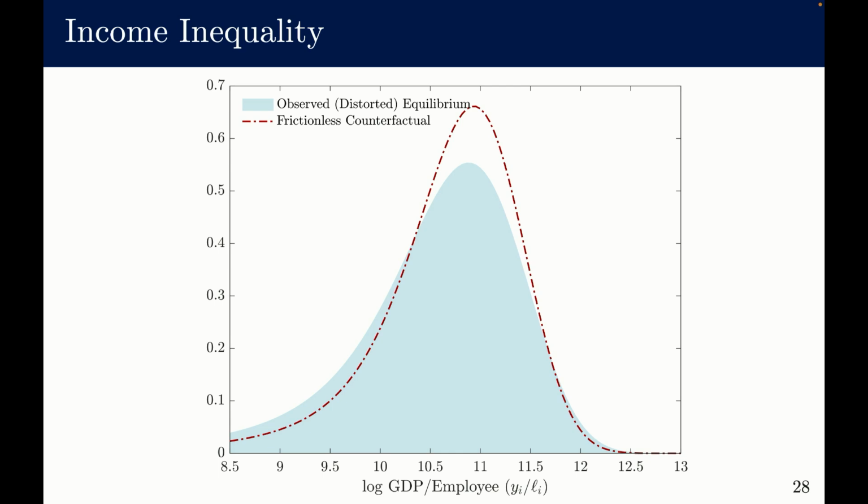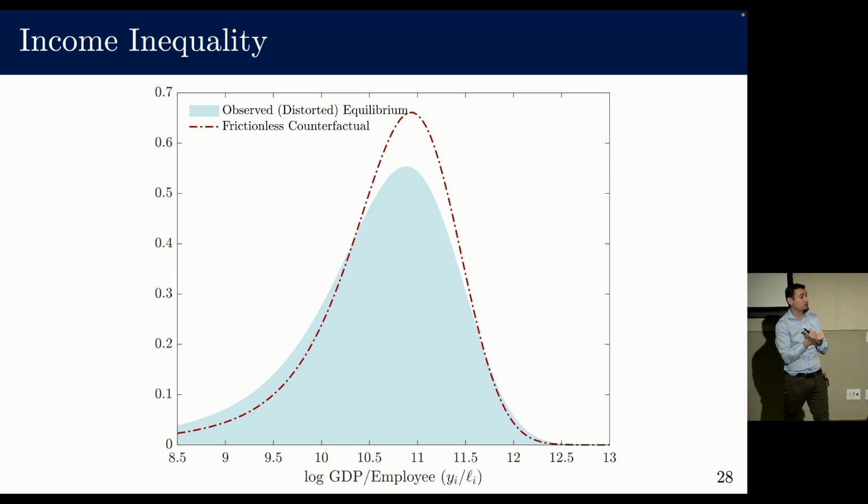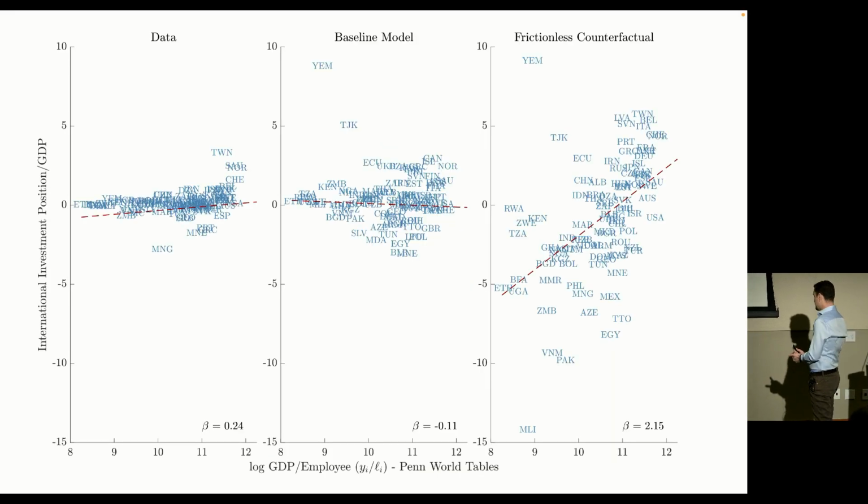And because capital feeds into GDP, GDP per employee differences across countries are also reduced. So this is the same graph with GDP per employee. And basically there, almost a quarter of the cross-country differences in income per employee go away. Okay, so important implications for inequality as well.